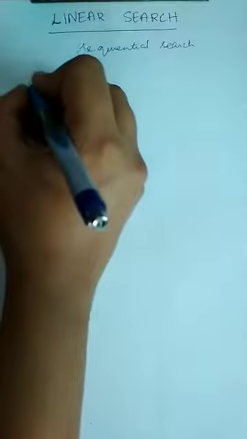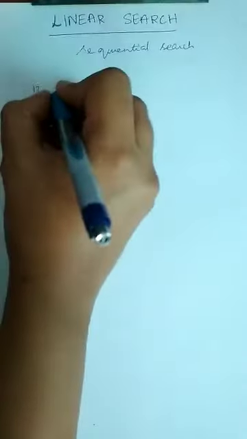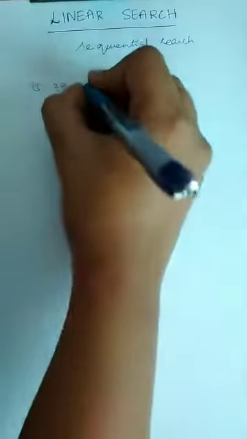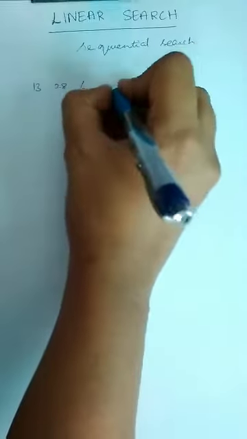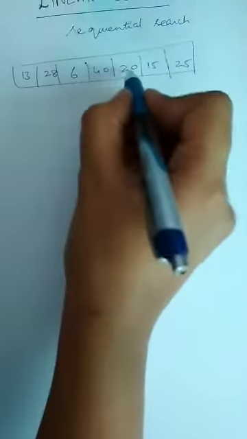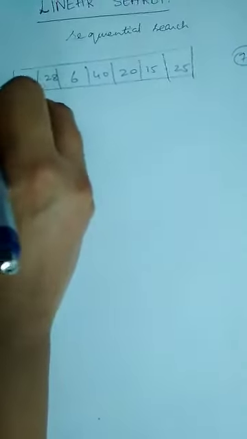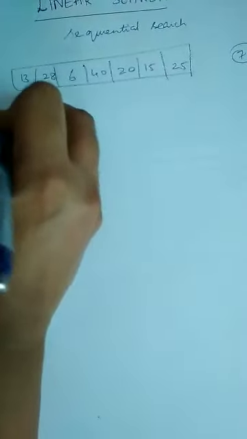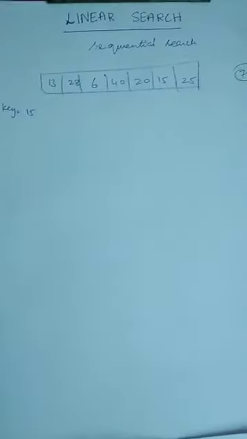So for example, let us take some elements, say 13, 26, 6, 40, any elements. They need not be in any order. So we have 1, 2, 3, 4, 5, 6, 7 elements. Think that I want to search for the element 15.